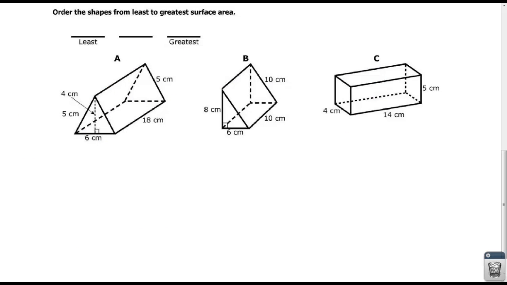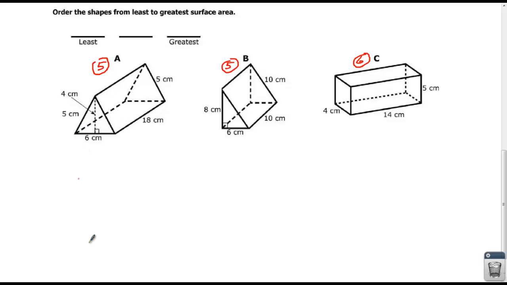All right, here we are with the bottom of the page. And our process is going to be the same. I'm going to go through first and identify this prism has 5 faces. So does this prism. This prism, rectangular prisms, always have 6 faces.